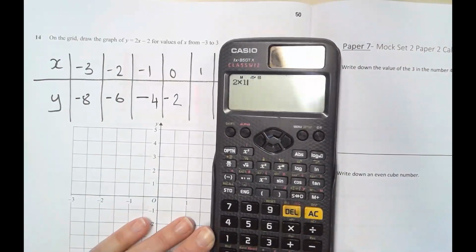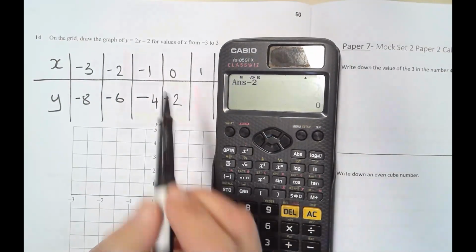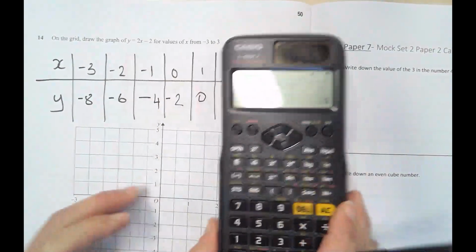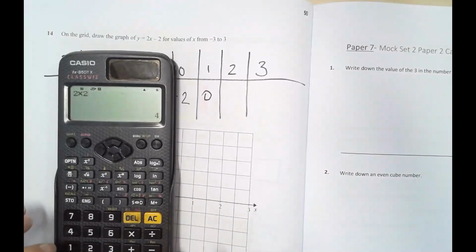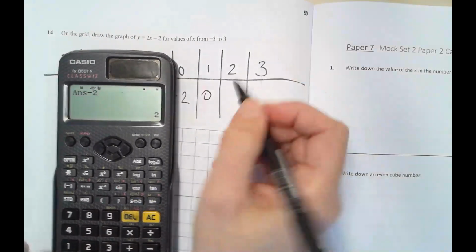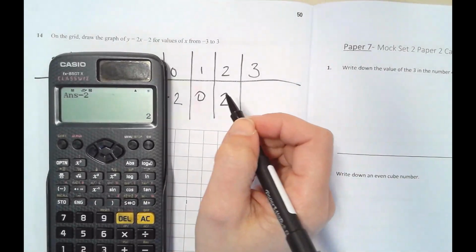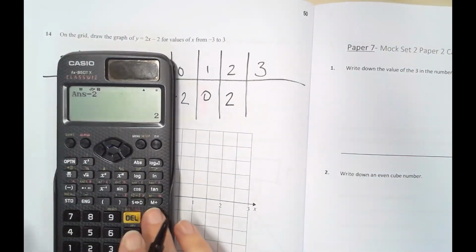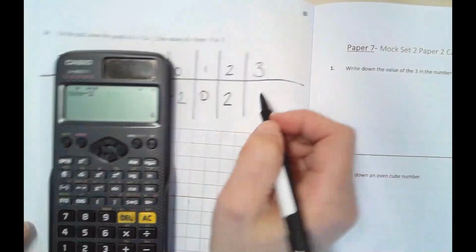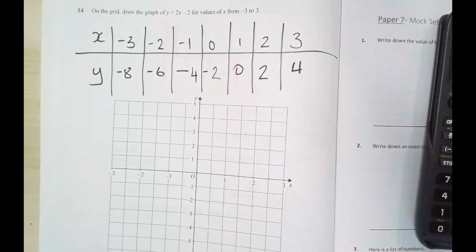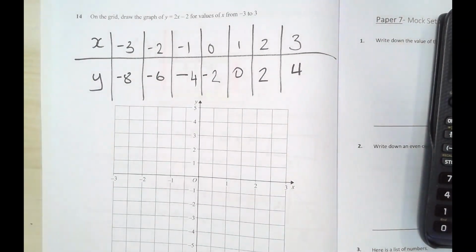2 multiplied by 1, subtract 2, and that gives me 0. 2 multiplied by 2, subtract 2 is 2. And then the final one, 2 multiplied by 3, subtract 2, and that gives me 4. So now I've got a full table of values, then all I need to do is plot them onto my graph.